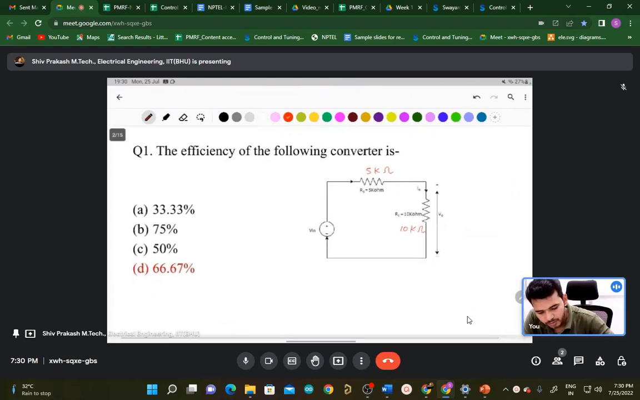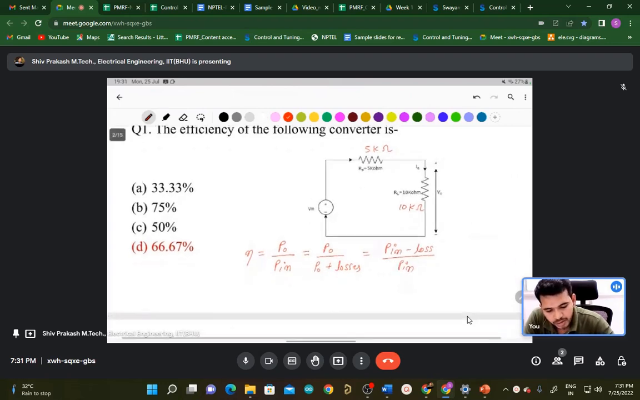You know about finding the efficiency. Efficiency is the output power divided by input power. You can also write it as the output power divided by output power plus losses. If you include the losses in output power, then it is the input power. And you can also write it as the input power minus losses. When you subtract the losses from the input power, you find the output power. In this circuit, we find the output power and input power.